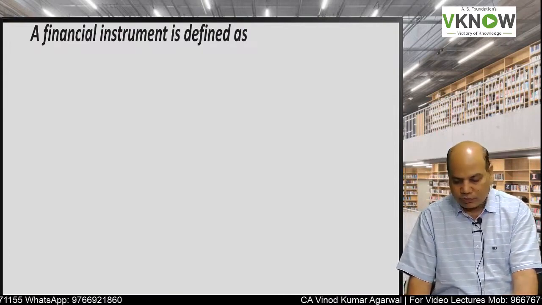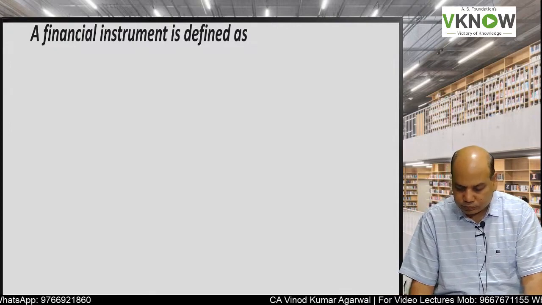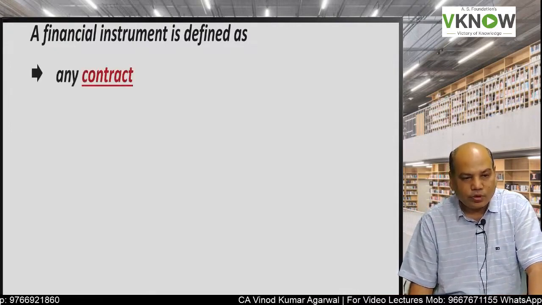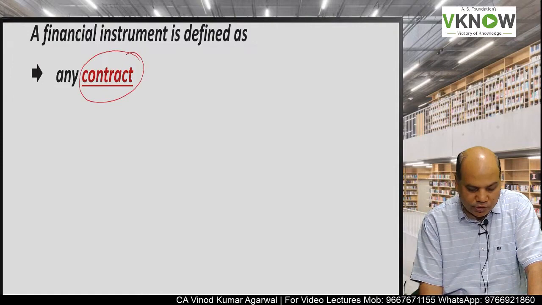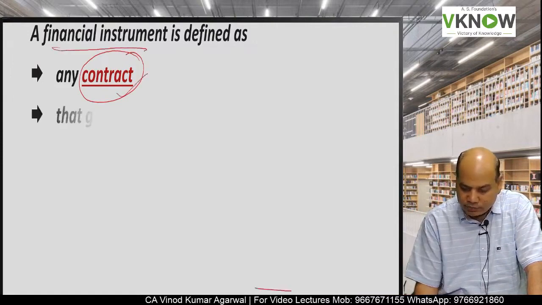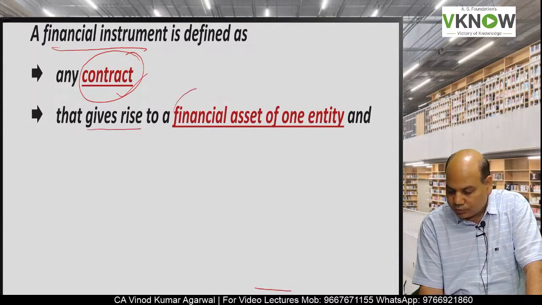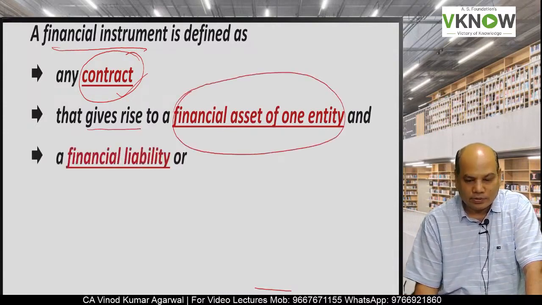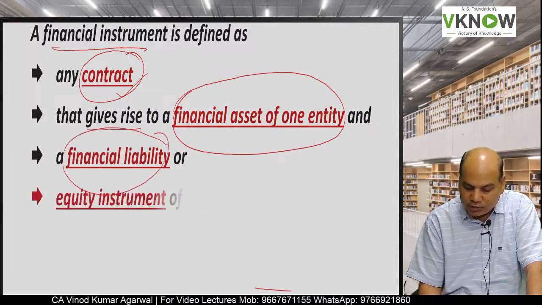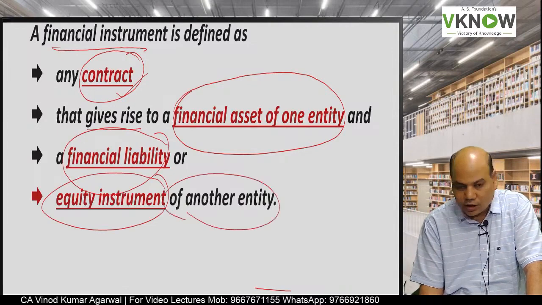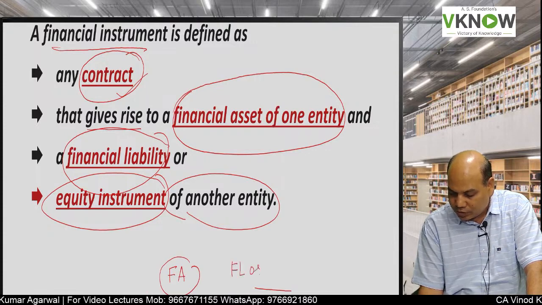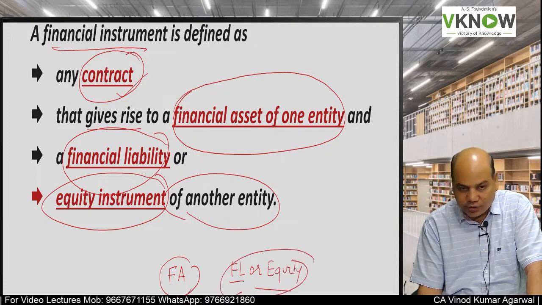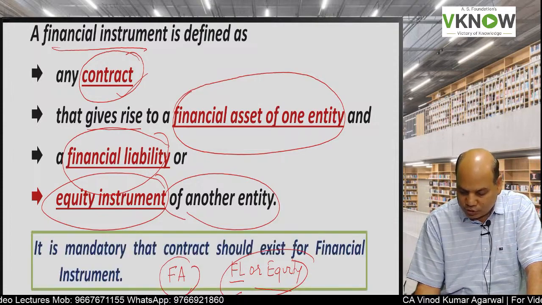So, let us first deal with the definition of financial instrument. What is a financial instrument? A financial instrument is a contract. The first feature of a financial instrument is, it should be a contract. The contract should give rise to a financial asset for one enterprise, and it should give rise to a financial liability or equity instrument of another entity. For one entity, it is a financial asset. For the other entity, it should be either financial liability or equity.